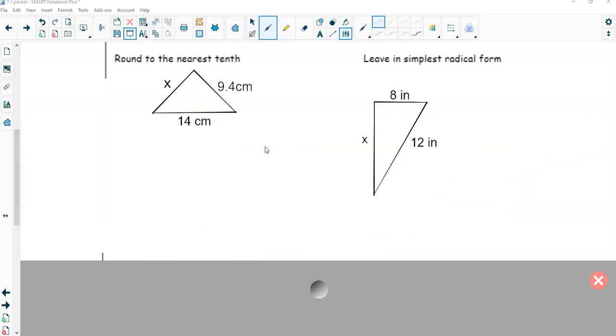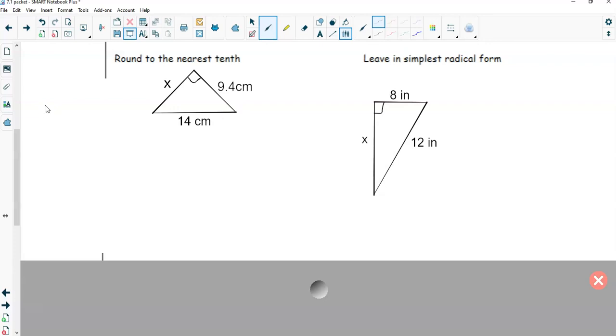Here are some examples. Round to the nearest tenth. The first thing you want to do is draw this on your paper. This is your right angle right over here. Identify your parts. These are your legs, and this is your hypotenuse. I'm going to show you a shortcut.